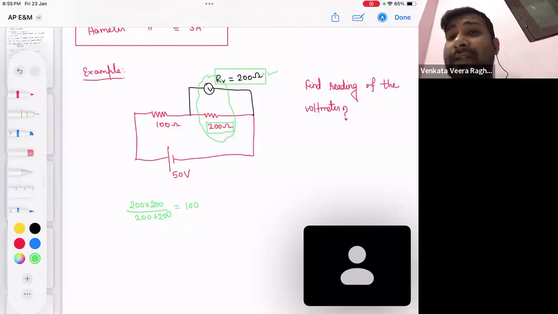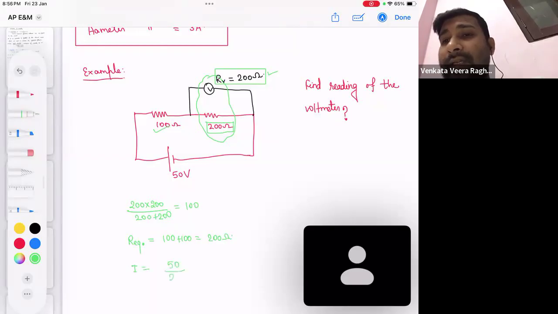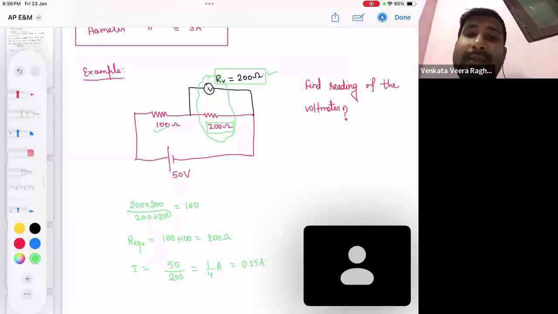Now that 100, is it connected with another 100 in series? So the equivalent resistance of the circuit is 100 plus another 100, which means 200 ohm. So what will be the current in the circuit? V by R, so 1 by 4 ampere or 0.25 ampere. So if I ask you what is the current flowing in this branch, it is 0.25 ampere.